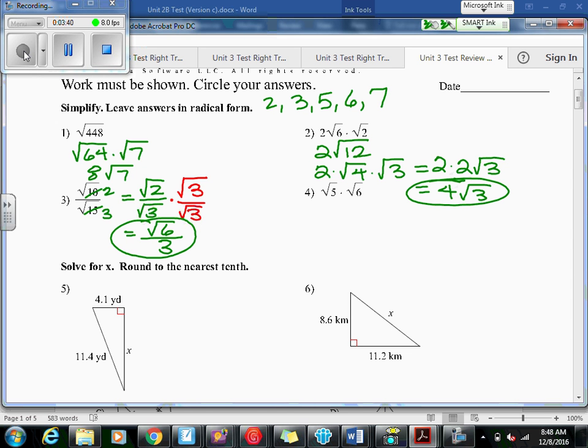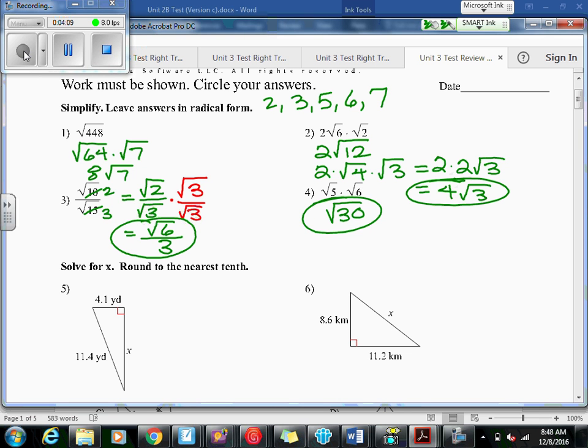On number 4, again, multiply numbers with numbers, radicals with radicals. So I have 2 radicals, the square root of 5 multiplied by the square root of 6. When I multiply them together, I have the square root of 30. And if I could find a perfect square that divides into the 30, I would, and simplify it further, but there is no perfect square that goes evenly into 30. So this is the final answer.